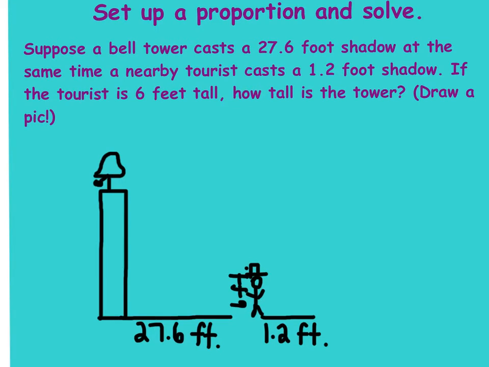Now, I'm wondering if you notice at all that this picture kind of looks like similar figures. Like if I were to draw a line here and here, it kind of looks like I have two similar triangles. If I'm trying to figure out how tall the tower is, that's where my variable is going to go. Now, see if you can set up a proportion to solve for the height of the bell tower. Go ahead and pause the video and see what you get.